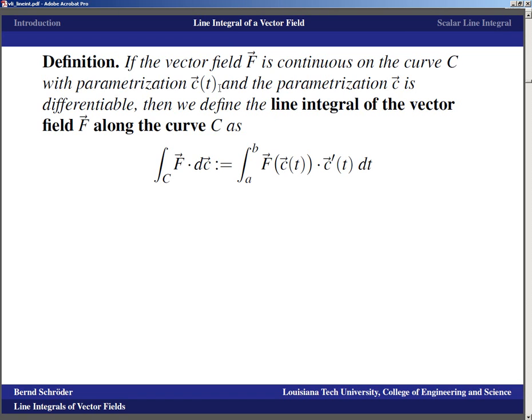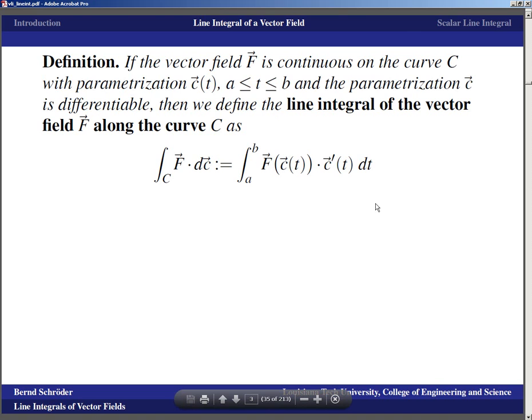You can see here I've done something that I sometimes do, which is I forgot to indicate the parameter domain. Let me do that real quick. And we're back. My apologies again. Certainly we need to specify the parameter domain because otherwise we don't know where to start and where to stop with our measurement of how much, say, work it takes to move along a certain curve in a field.